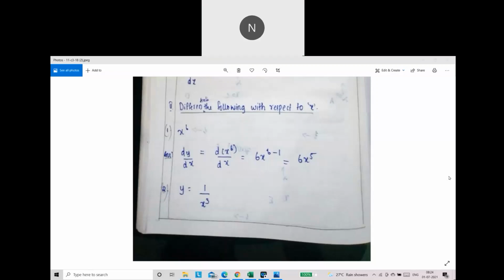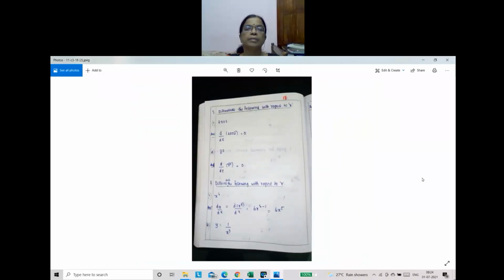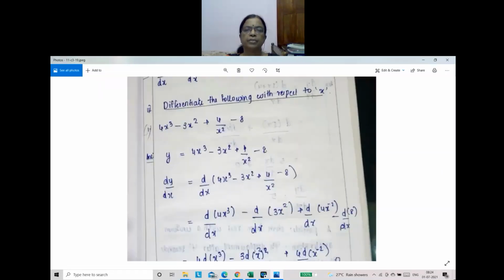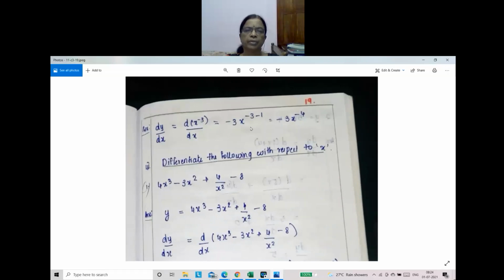Negative 3 x raised to minus 3 minus 1, that is minus 4. Correct answer. Who told that? Nihal. Very good. So negative 3 x raised to minus 3 minus 1. Minus 3 minus 1 is minus 4. So, minus 3 x raised to minus 4.